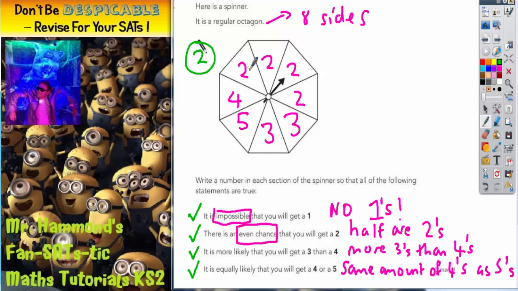It doesn't matter where you put these numbers, so you could fill it in differently with 2s in different places and the 3s in different places, but as long as you've got 4 2s, 2 3s, 1 5 and 1 4, anywhere on that spinner, you will get the correct answer.